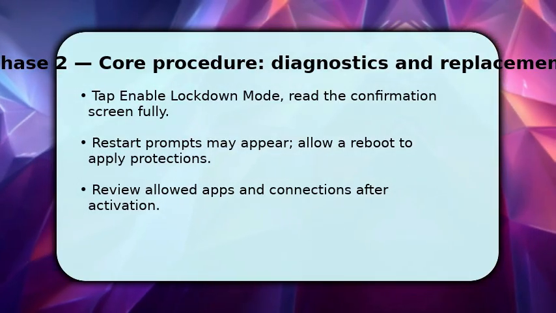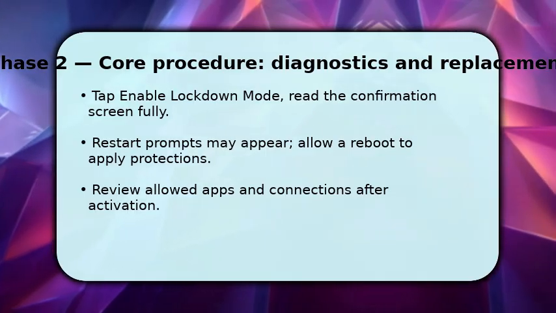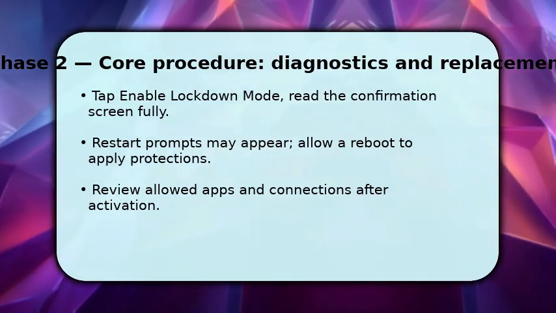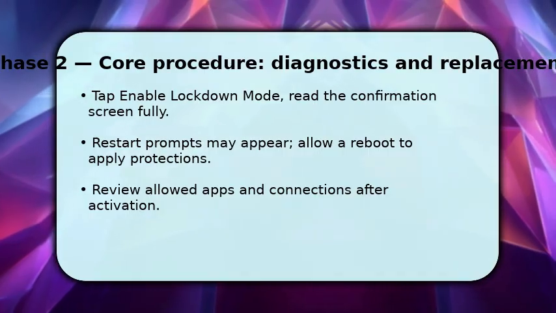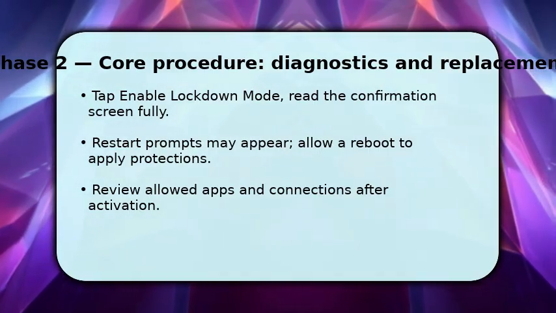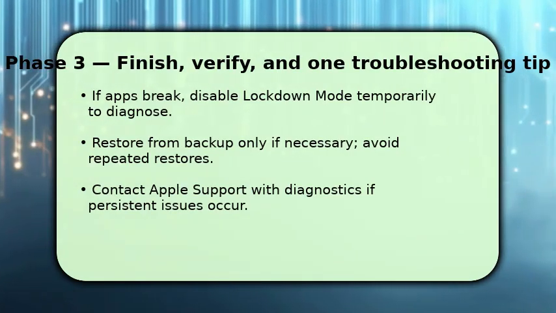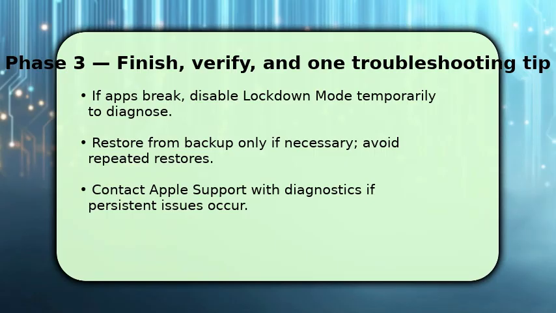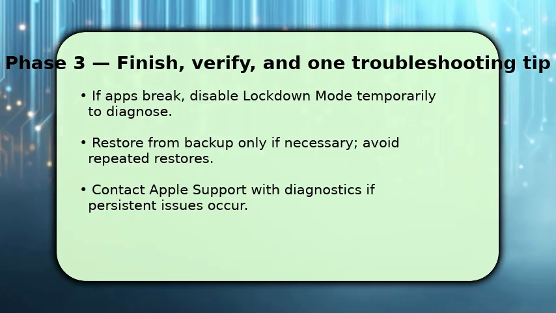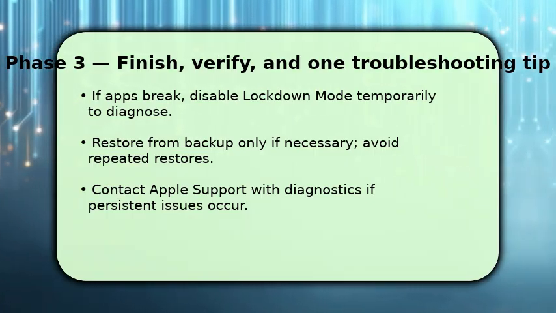Make sure essential contacts are whitelisted if necessary, and verify apps to finish. Test key workflows: calling, messaging, VPN, and browsing. If something fails, disable Lockdown Mode temporarily to confirm it's the cause. Toggling off and on helps isolate behavior. Once identified, restore from the backup you made only if the configuration is corrupted.